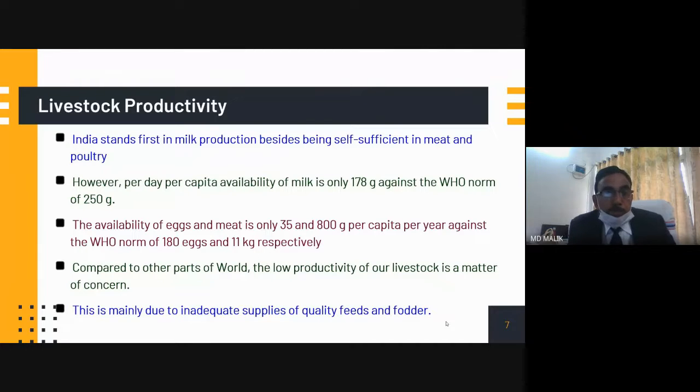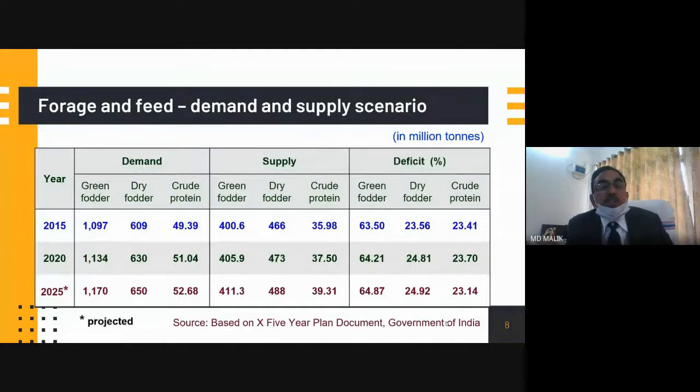Quality feed and fodder is very important in the production of milk, when we think of crude protein and all these things. If we see the demand for green fodder, dry fodder, and crude protein in 2015, it was 1,000 million tons, but the supply was only 400. That means we have only nearly 40% of the demand. So we have to think how to increase that. This green fodder deficit is 63%, a huge deficit.